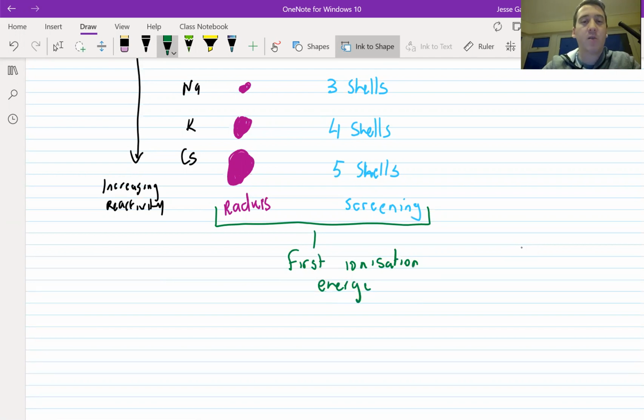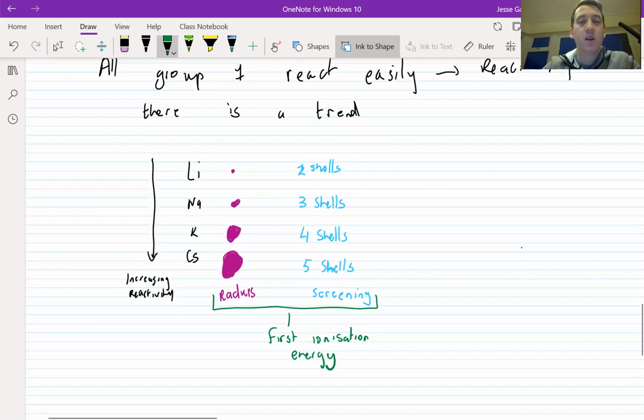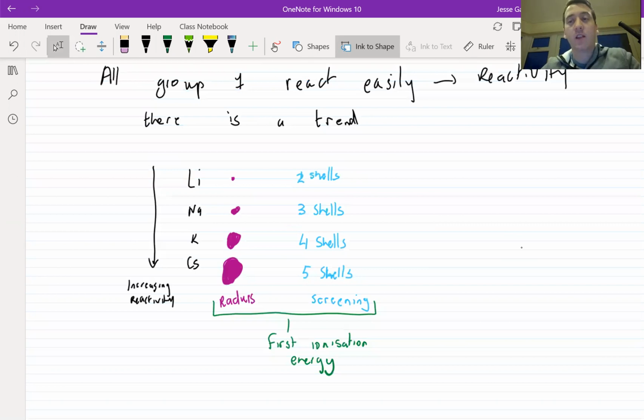Now, in all the reactions that we looked at for the alkali metals above, these atoms are always losing their valence electron. Lithium has 1 electron in its outer shell. When it reacts, it loses it. Sodium has 1 electron in the outer shell. When it reacts, it loses it. Potassium has 1 electron in the outer shell. When it reacts, it loses it. So I think you're starting to get the idea that all of these react by losing an electron.